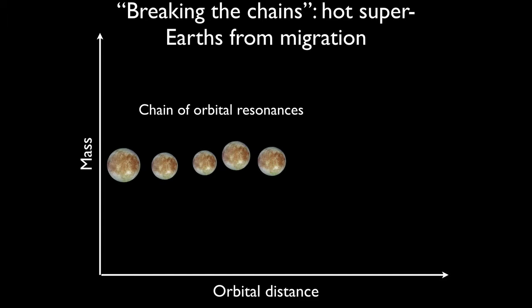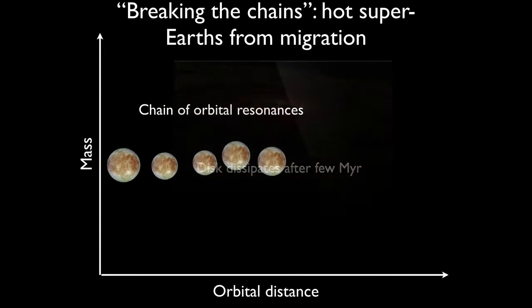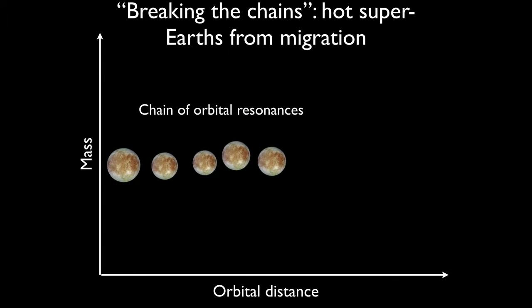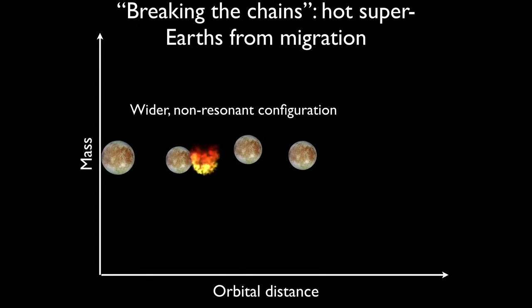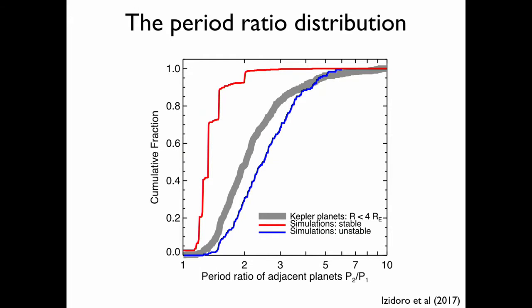But the gas doesn't last forever. After a few million years, the gas dissipates, and that tends to break these chains. And what does that do? It leads to this late phase of collisions between planets, and the final configuration is much wider and not resonant anymore. Going back to the period ratio distribution, the observed distribution of super-Earths is that gray curve. The red curve shows that staircase-like function.